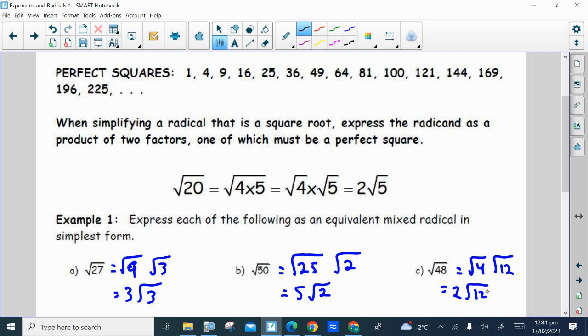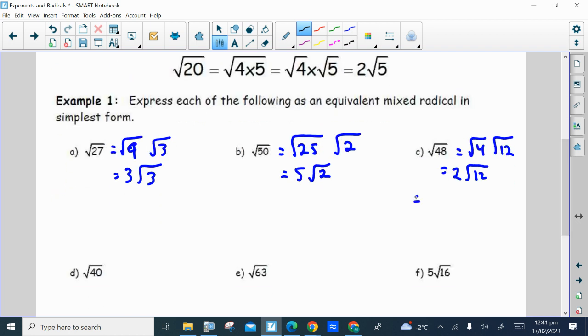12 is also divisible by 4. So we would have to do another step here and break down the root 12 to another root 4 times root 3. The square root of 4, once again, is 2. And those 2's in front multiply together to get 4. There's the final simplified answer.